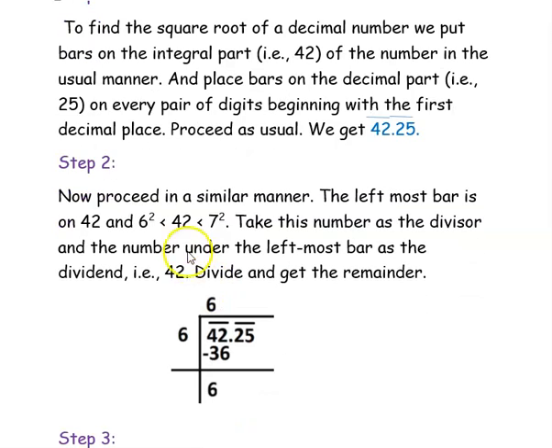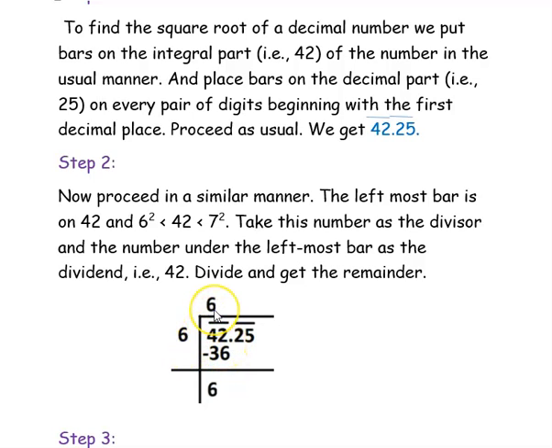In the second step, we have to proceed in a similar manner. We have to consider the leftmost bar. Here the number under the leftmost bar is 42, and we have to find a number whose square is less than or equal to this 42. Take this number as the divisor and the number under the leftmost bar as the dividend. I have found 6 into 6, that is 6 square, which is 36, which is less than 42. So, this 6 is the divisor, and the number under the leftmost bar, 42, is the dividend.